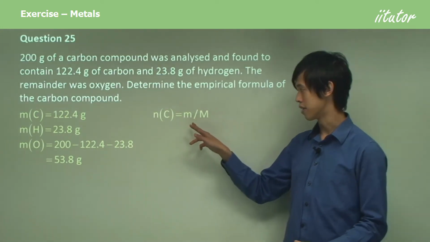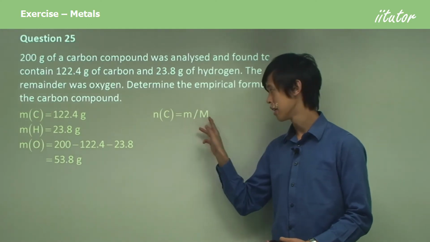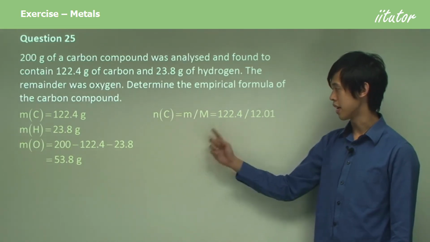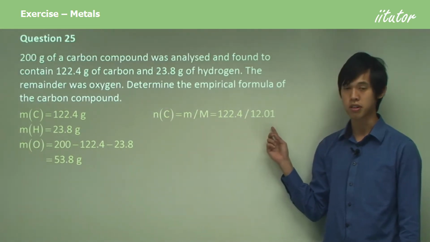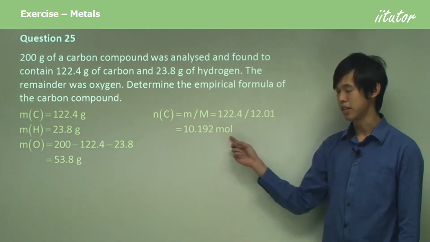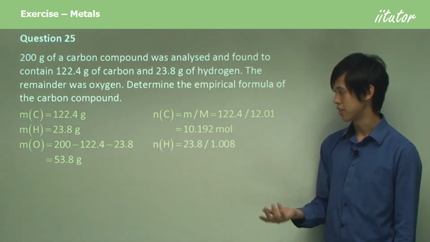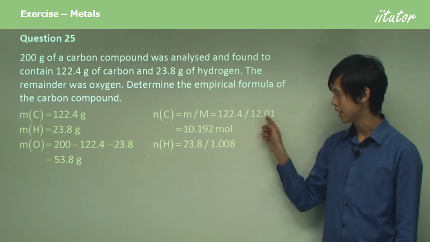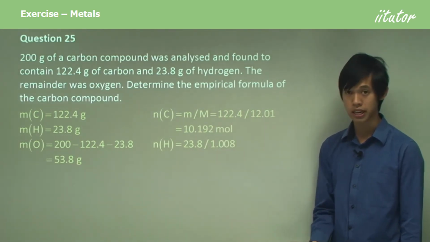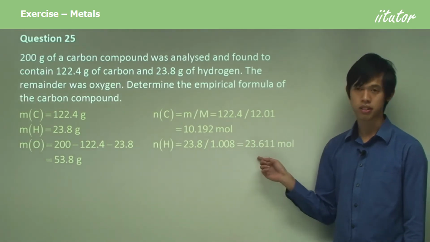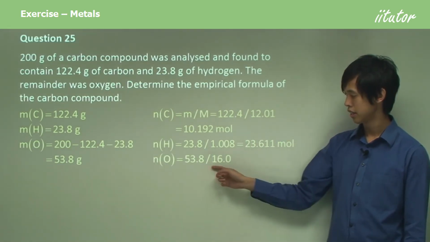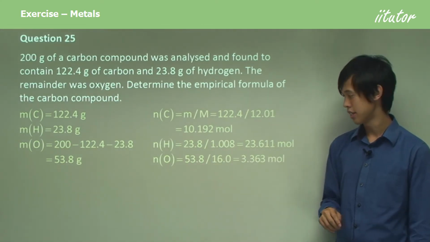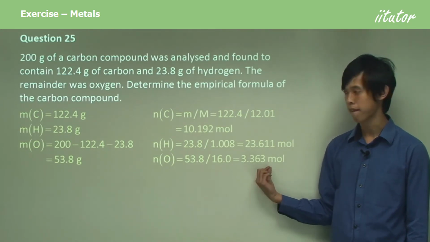And then we're going to do that by using m, the mass, over the molar mass. Okay, so the number of moles of carbon is 122.4 divided by 12.01, which is 10.192. Okay, then we do the same for hydrogen, 23.8 over 1.008. These numbers here, the molar masses, you look up on your periodic table. That gives 23.61. Again, you look up on your periodic table, and we get this from our question. 53.8 over 16, which is 3.363 moles.